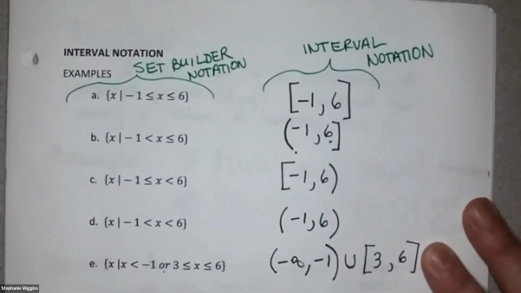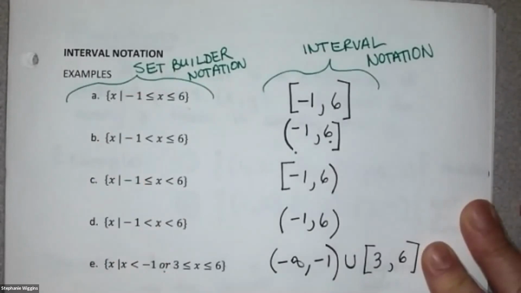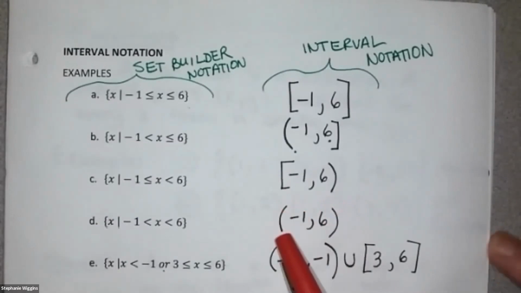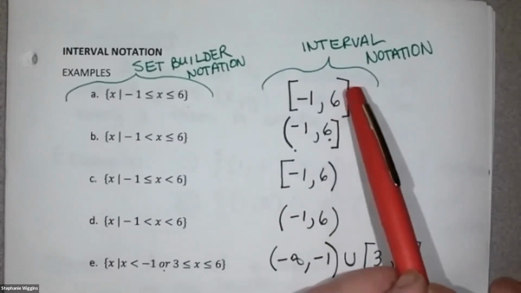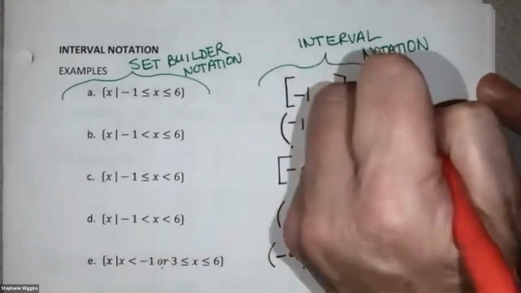So on the left, I have sets in set builder notation, and on the right is the corresponding interval notation. Now remember I said if it's a parentheses or an open bracket, in other words, it's rounded like this, you don't include the endpoints. But with the square brackets, you do include the endpoints. So let me just write that down so you have that in your notes.